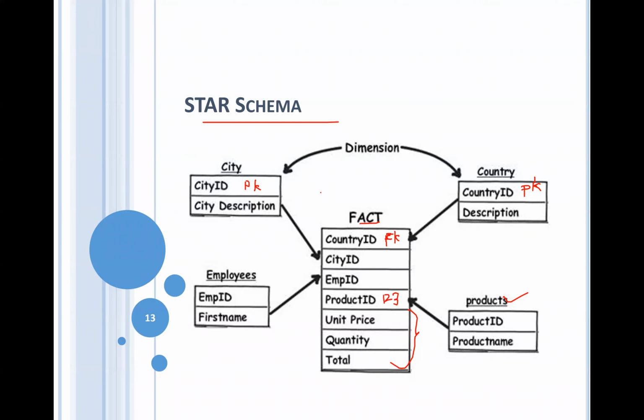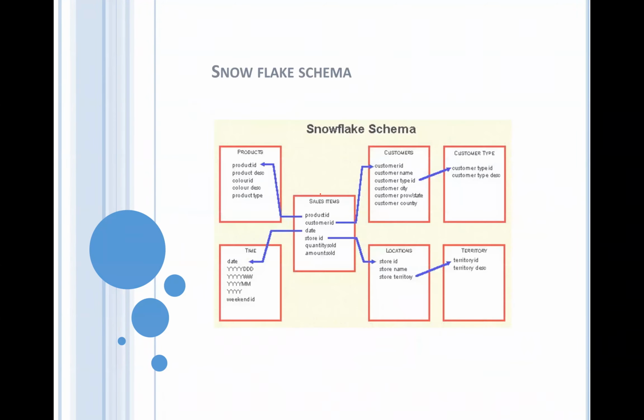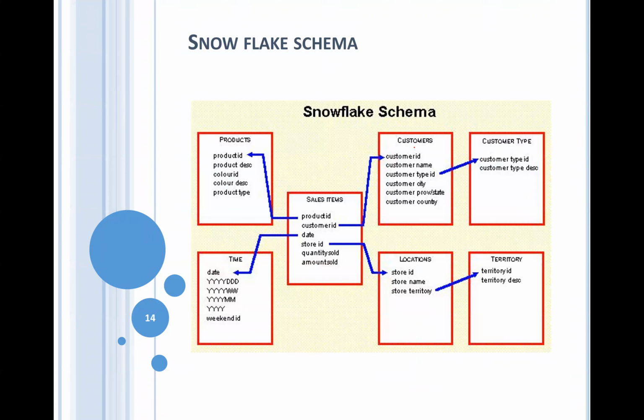Okay, this is the star schema, and the snowflake schema means, see, this is the snowflake schema. Customer table, locations table, sales item, products table, time table, right? These tables are the star schema. But in customer information, I again have a lot of duplicates. To avoid the data redundancy, we split the table into one more table: normalization.